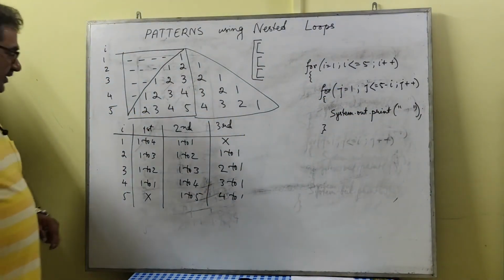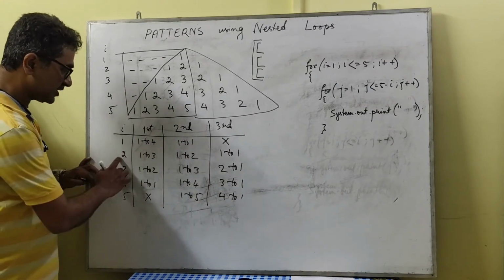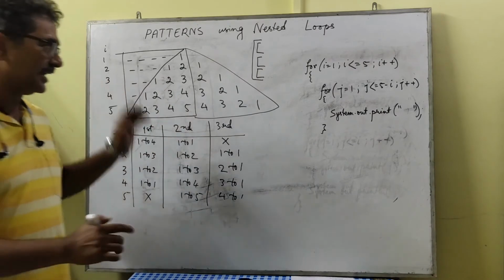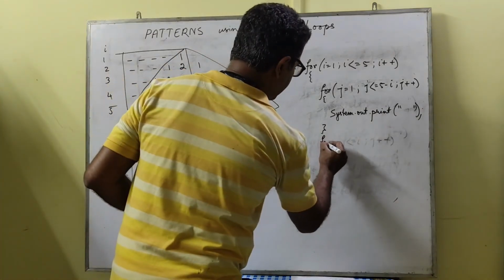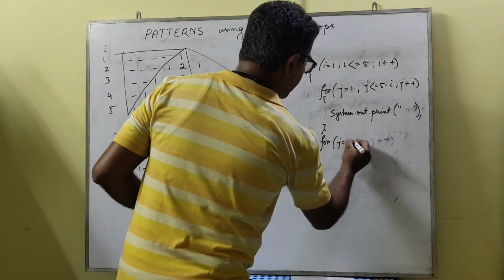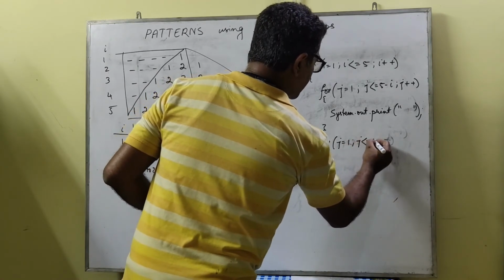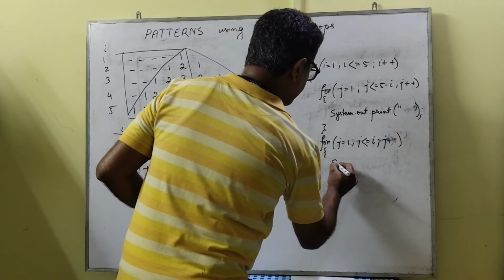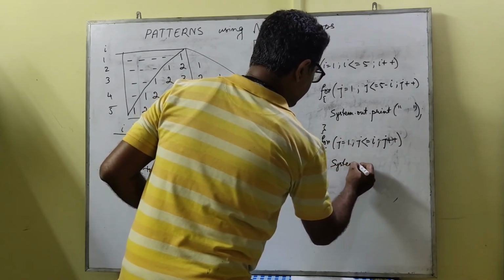Now going for the second half. When I is 1, 1 to 1, I is 2, 1 to 2. I think you can guess it. When I is 3, 1 to 3. So it runs from 1 till I. So we can reuse the j loop since it has ended. j less than equal to I, j plus plus. Here we can print the value of j.